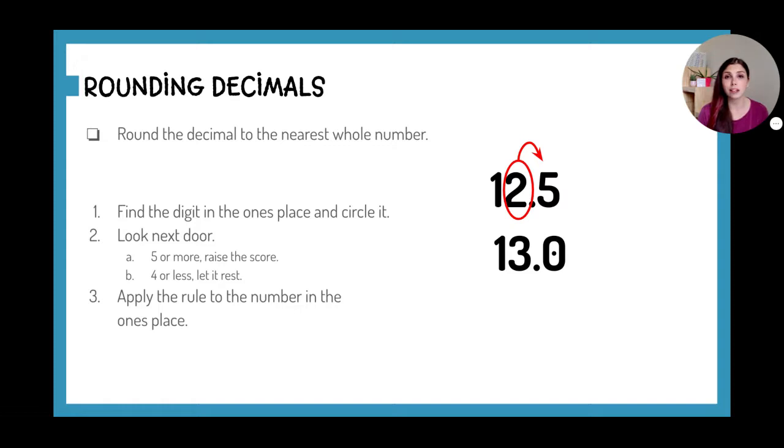The decimal and the 0 here aren't necessarily required because it's just a whole number with no decimal. And if I look at my number line, the decimal of 12 and 5 tenths, it's right in the middle between 12 and 13, right? But we know that 5 is the cutoff. 5 or more, raise the score, and you go up to the next number. You don't go back to the number before it.